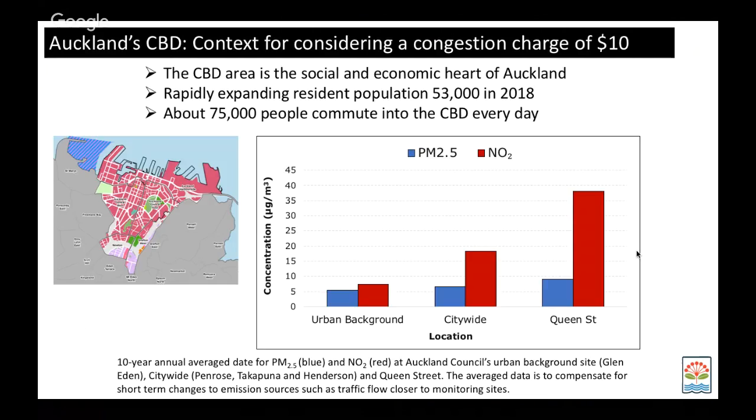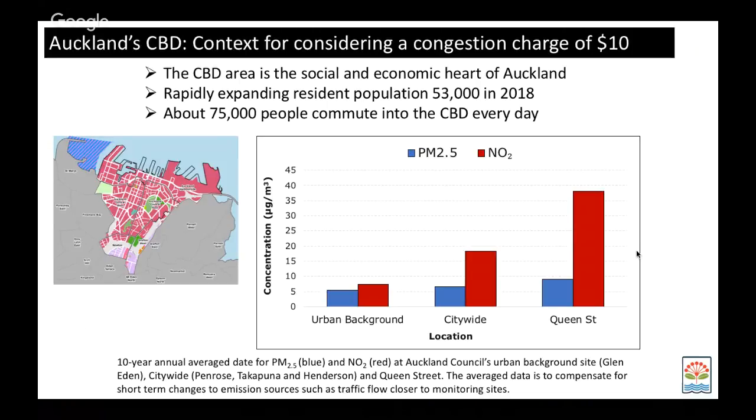This slide is on the context for considering a congestion charge of $10. The CBD is the economic and social heart of Auckland, which also has a rapidly expanding population. It now has 53,000 people living in downtown Auckland, mostly in apartments, and about 75,000 people commuting into the CBD every day. So in terms of exposure, quite a high number of people are in the area where we've got the worst pollution concentrations for PM2.5 and for NO2.